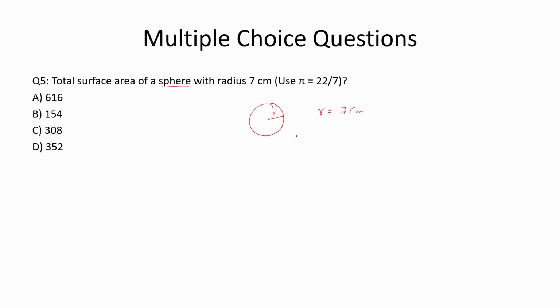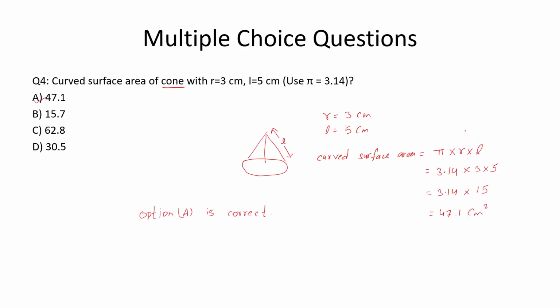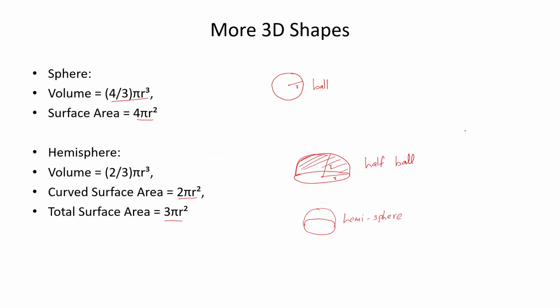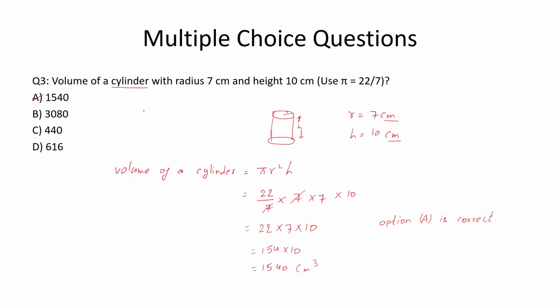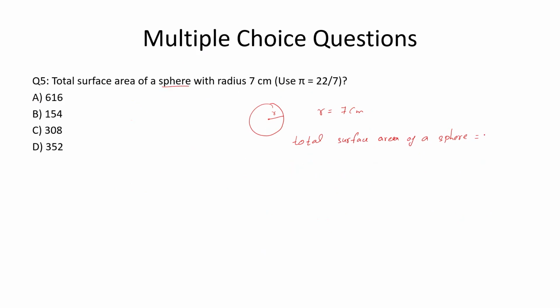Now you have to compute total surface area of a sphere. Do you remember the formula? If not, you should remember the formula. Let's go back and check. Sphere. Total surface area is 4 pi r square. That is total surface area. 4 pi r square.